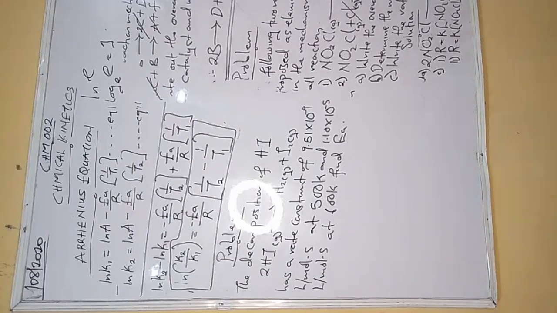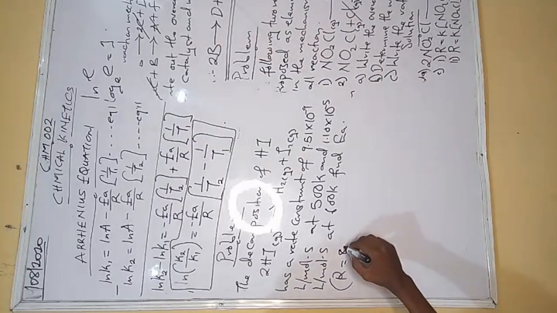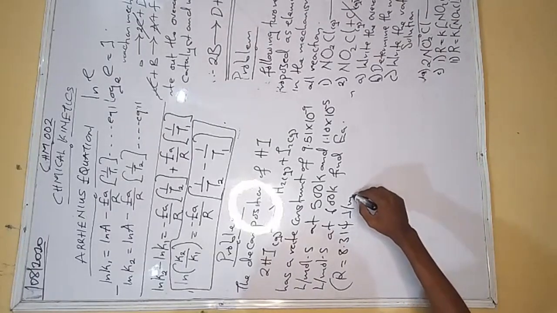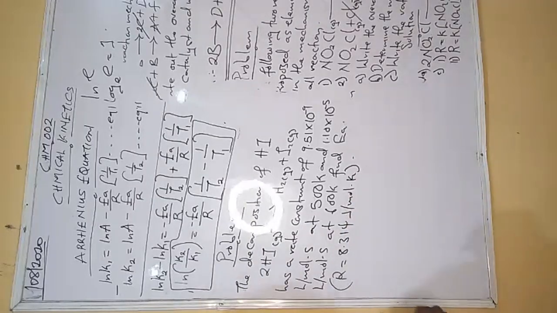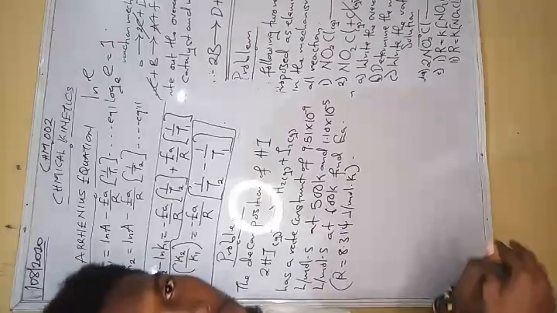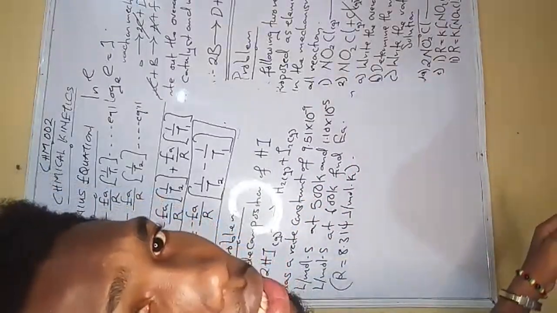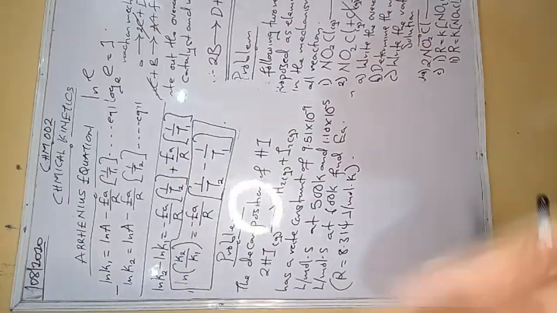Find EA. Of course, we know that R is a constant. R is giving us 8.314 joules per mole per Kelvin. So let's solve this question together. This is a question now, and this is exactly how the first question comes out for our Arrhenius equation. Exactly like this. So please, if you are writing, just stop writing and listen.